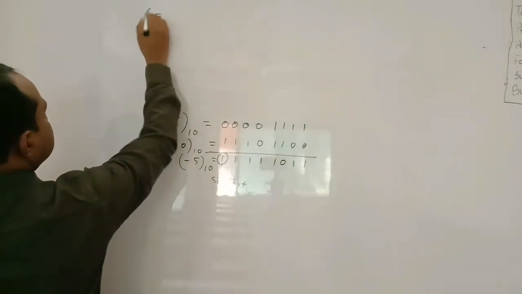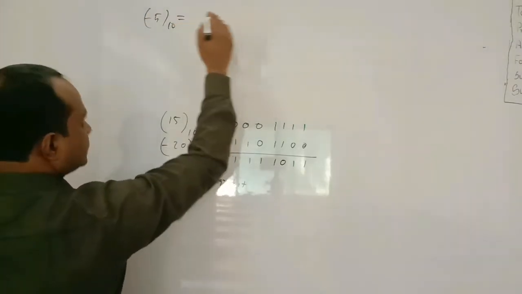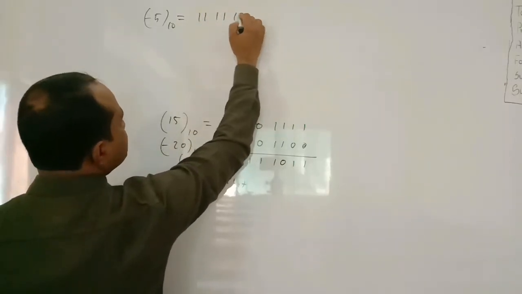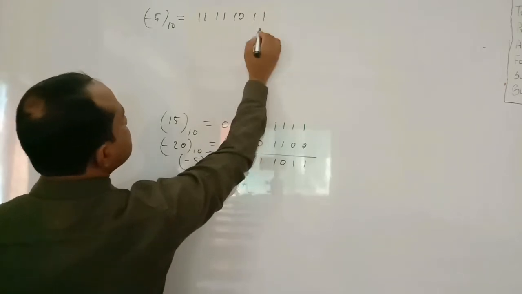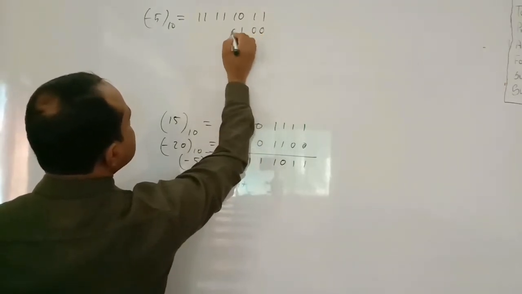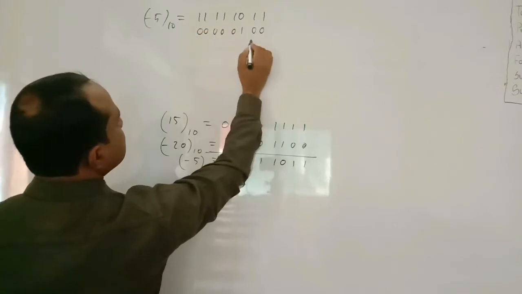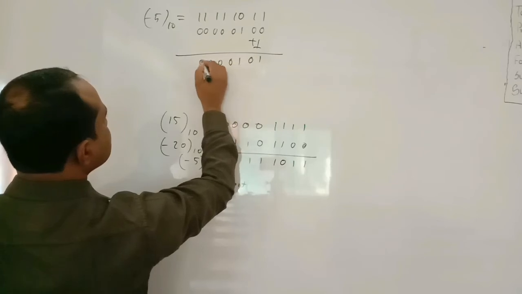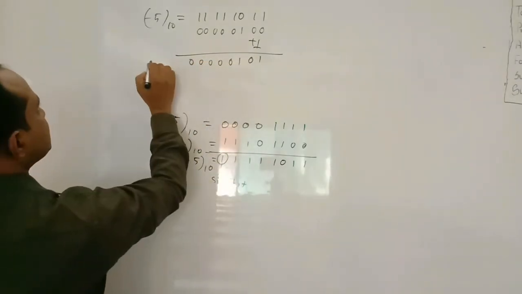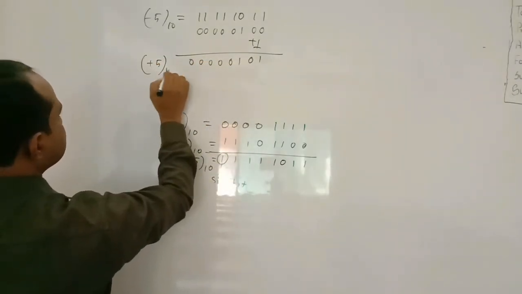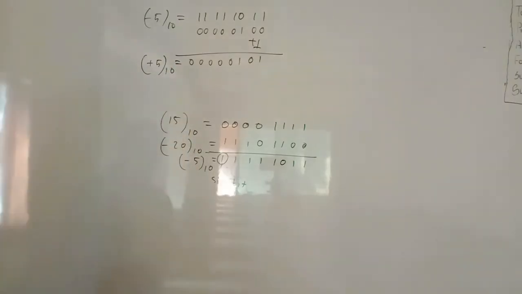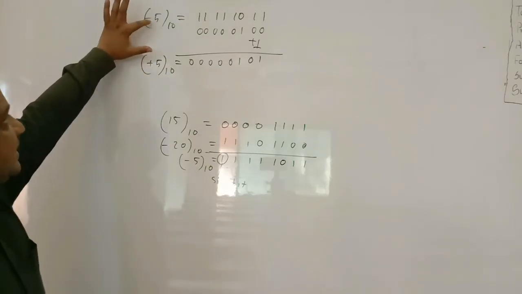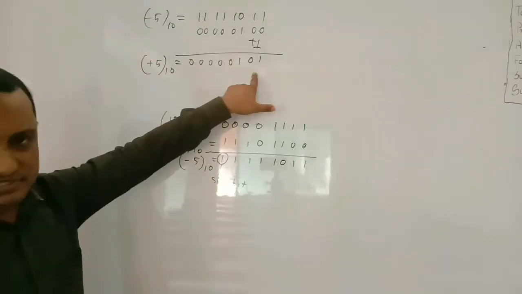Alright, minus 5: 1 1 1 1 1 0 1 1. Its 1's complement is 0 0 0 0 0 1 0 0, plus 1, gives 0 0 0 0 0 1 0 1. This is plus 5. As I use the 2's complement process on a negative number, the answer will be a positive number.